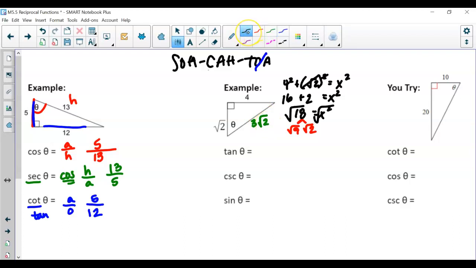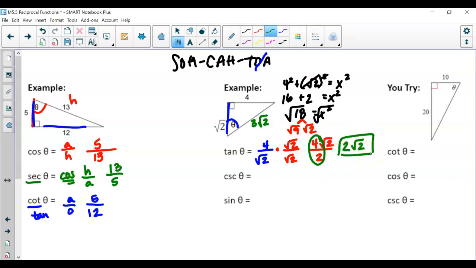So tangent of theta is opposite, which is 4, over adjacent, which is radical 2. However, can we leave this as is? No, because of the radical. So we need to rationalize. Radical 2 over radical 2. So this is 4 radical 2 over 2. Now, can we simplify? Yes, because 4 divided by 2 is 2. So tangent of theta is 2 radical 2.